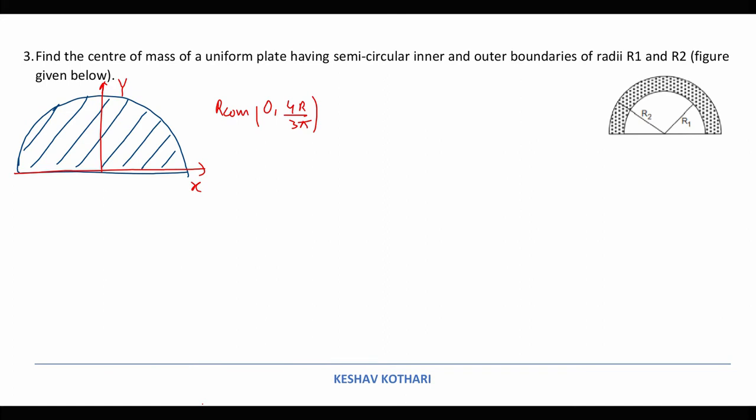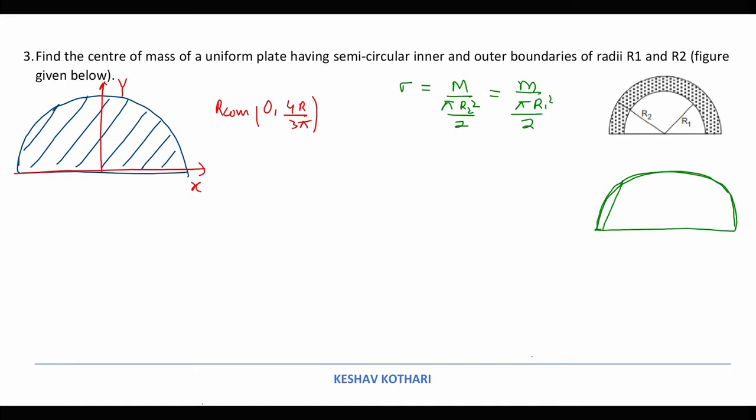Now the next thing which I establish over here is the relation between the two masses. So I am writing over here that sigma is equal to M upon pi r2 square by 2, which is equal to small m upon pi r1 square by 2. Over here I am considering that capital M is the total mass of the system before the removal of the inner disk. So this total mass is equal to capital M, and the mass which we are removing from inside it, which is going to be this mass, we are treating as small m.